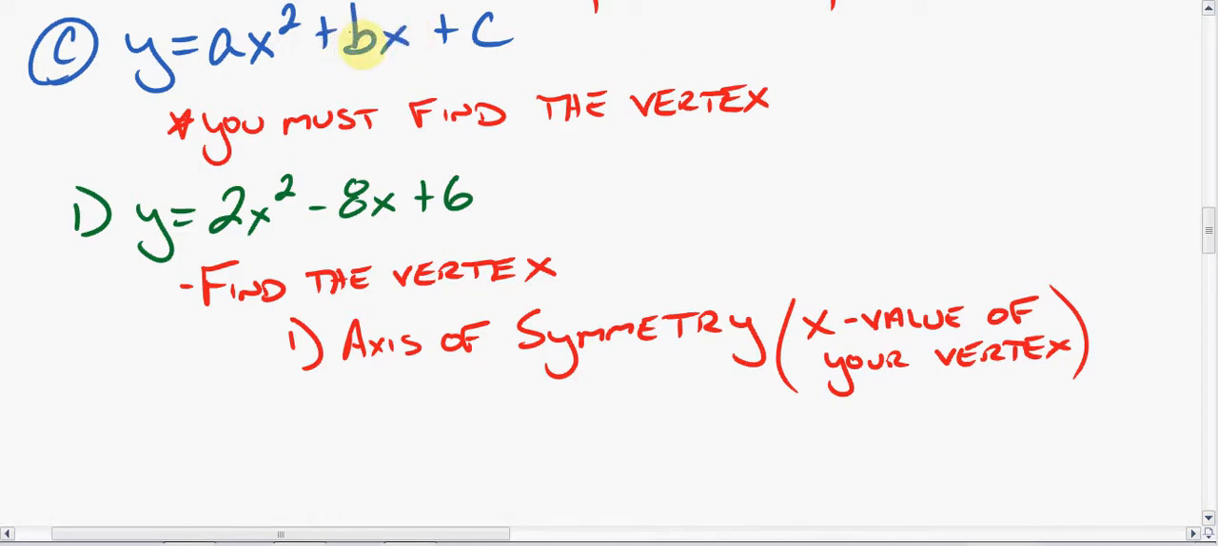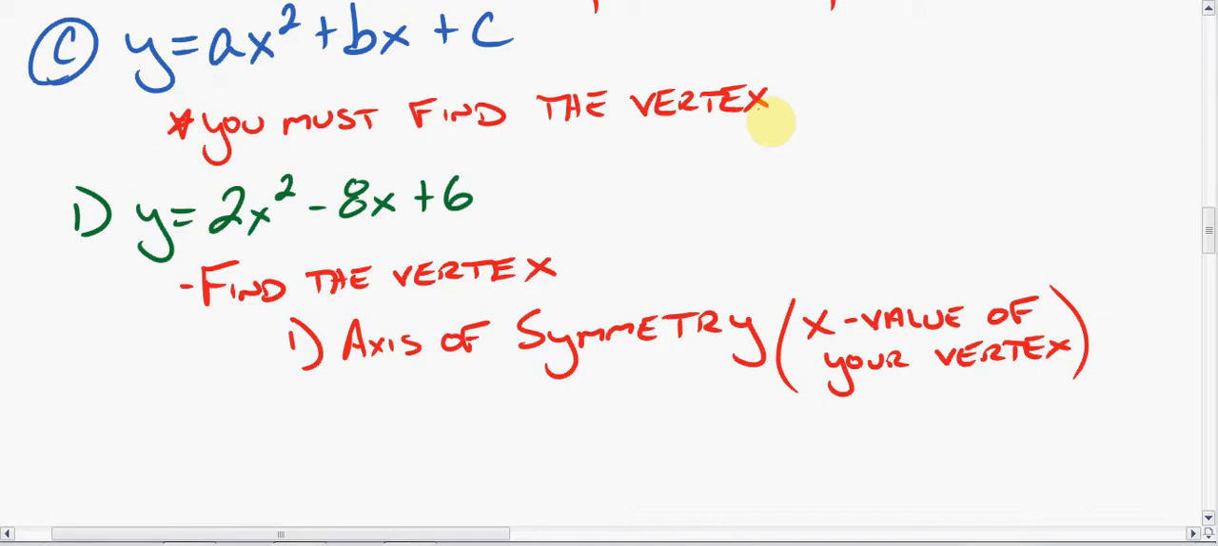So, in previous examples, in order to identify the vertex, we simply had to analyze the equation, and then the vertex was easily identifiable. It was either 0, 0 or 0, c. When we add this middle term here, this bx, it complicates things a little bit. We can't simply find the vertex from just looking at the equation. We need to do a little bit of calculations, a little bit of math. So we must find the vertex. All right, it's not easily identifiable. So how do we do that?